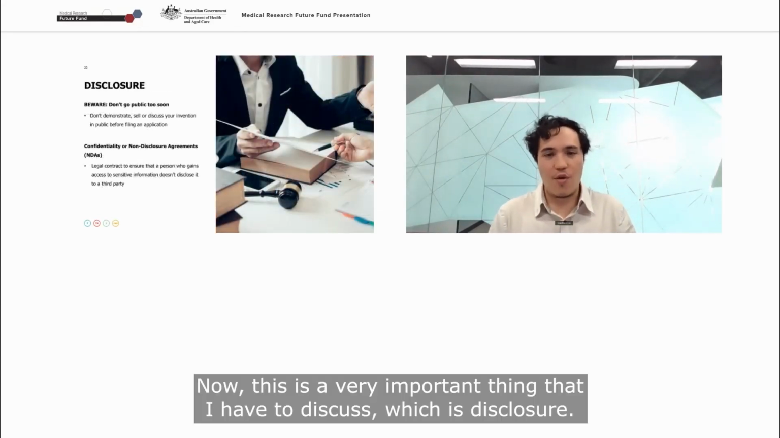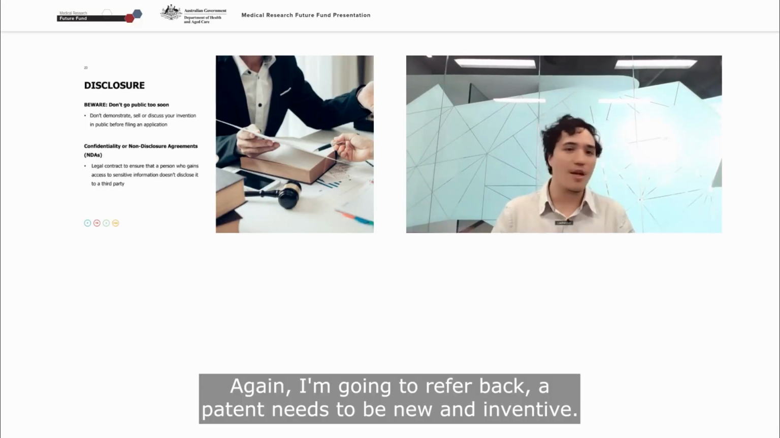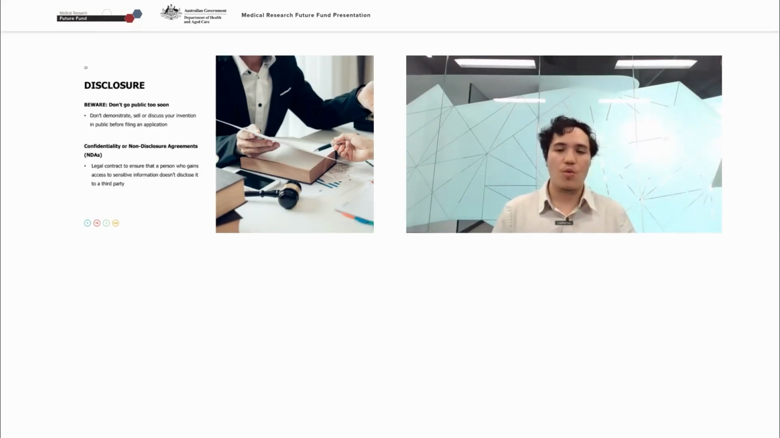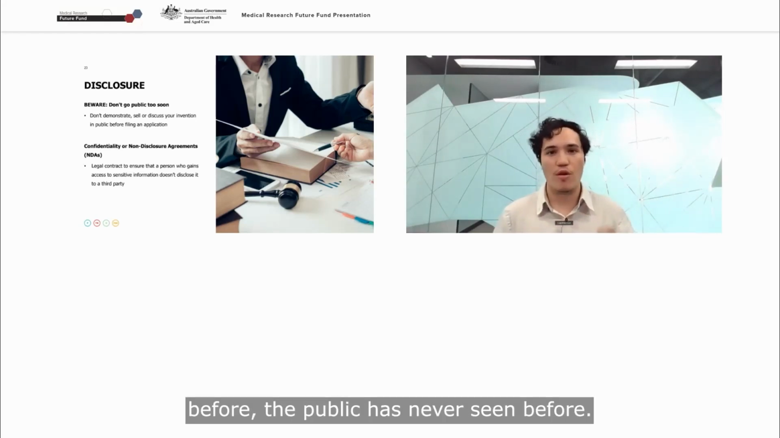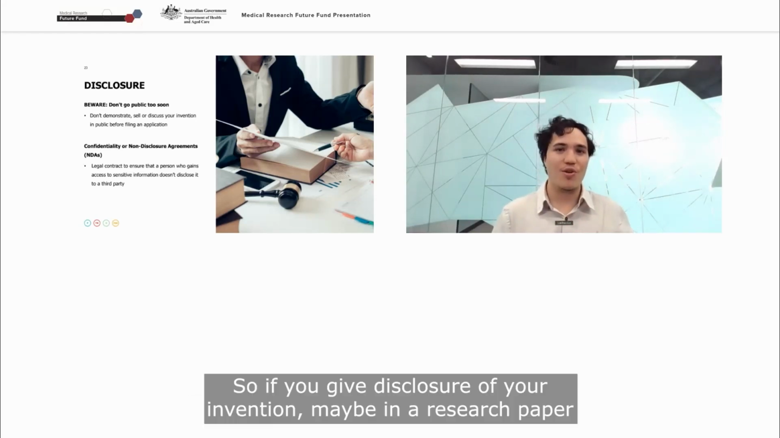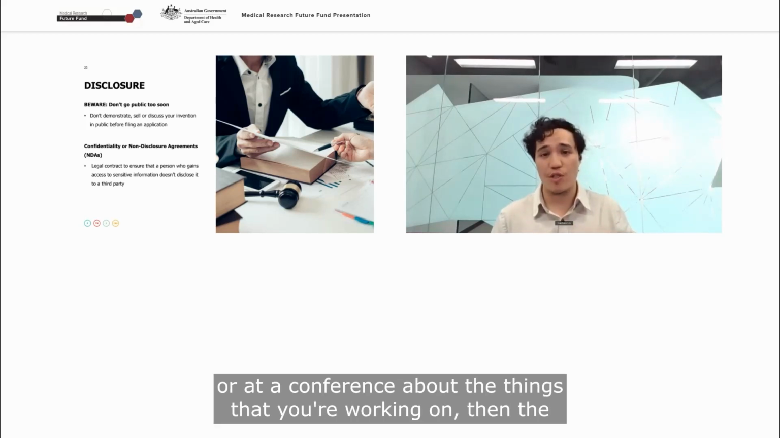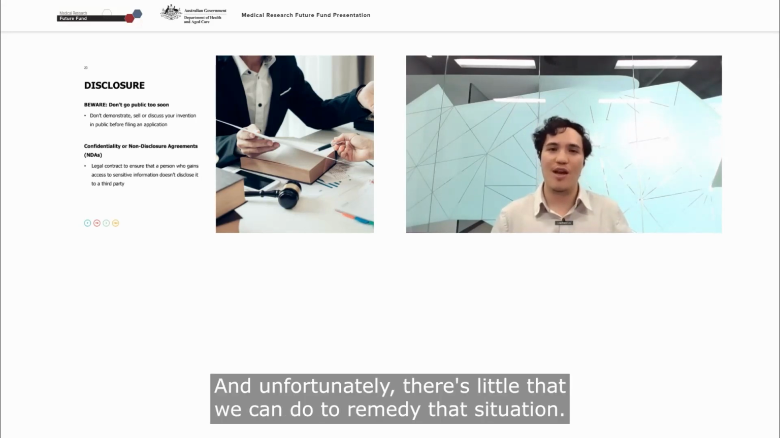Now, this is a very important thing that I have to discuss, which is disclosure. Again, I'm going to refer back. A patent needs to be new and inventive. When I say new, I mean it has to be something that the public has never seen before. So if you give disclosure of your invention, maybe in a research paper or at a conference about the things that you're working on, then the public knows about your invention. And unfortunately, there's little that we can do to remedy that situation.